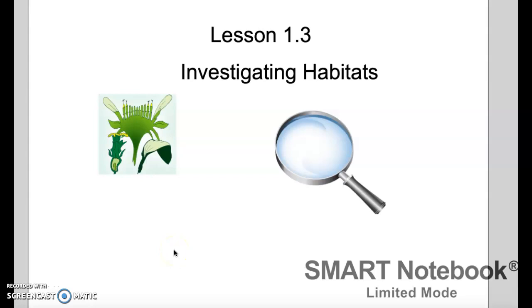Okay, boys and girls, we're up to lesson 1.3 in our science lesson called Investigating Habitats. Now, when you investigate a habitat, it's when you're acting like a detective. That's why I have a nice little magnifying glass here. So we're going to be observing. We're using our five senses to observe plants and animals in our habitats.